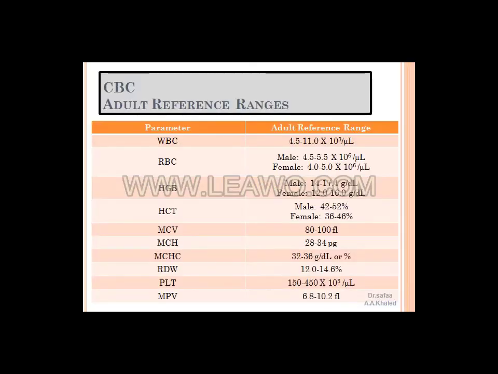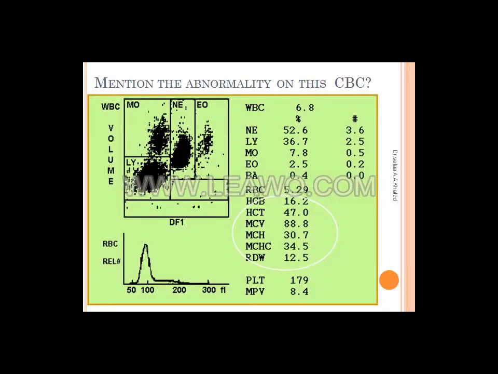Now, another thing you need to know is the normal adult reference range of a CBC, or complete blood count. This is a blood picture. We need you to discover the abnormality in this.